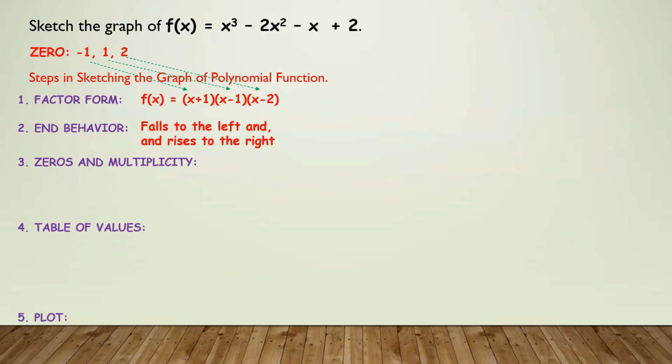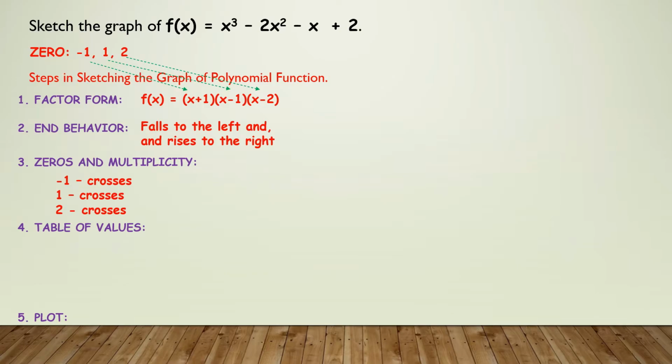Then step 3 is to find the zeros and the multiplicity. So we have negative 1, 1, and 2. Since the multiplicity of these zeros are all equal to 1, the graph will cross all these points on the x-axis.